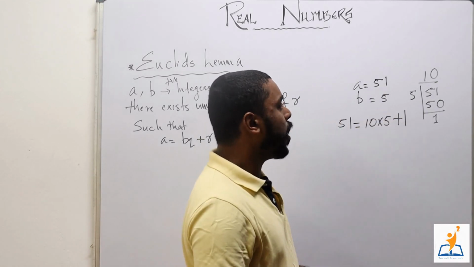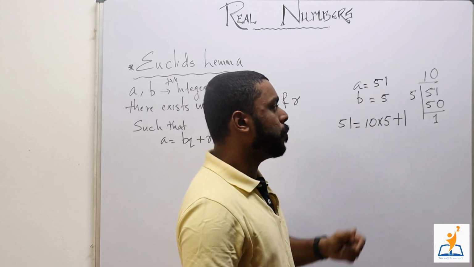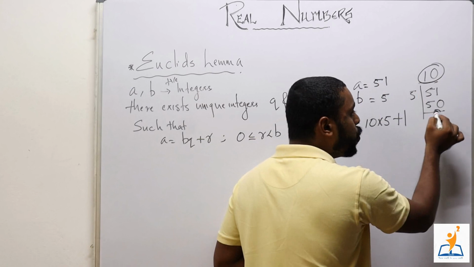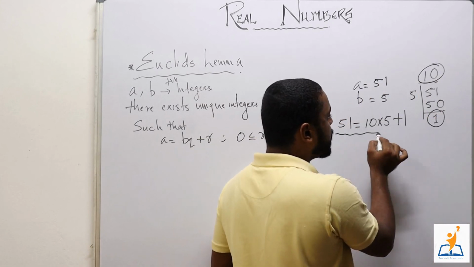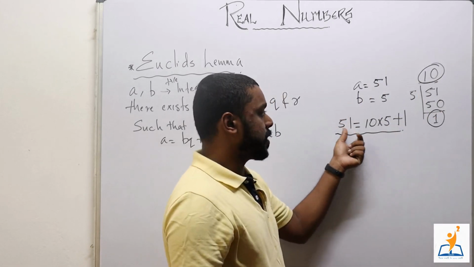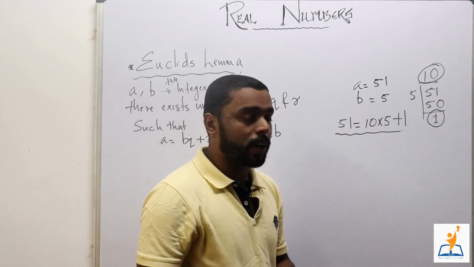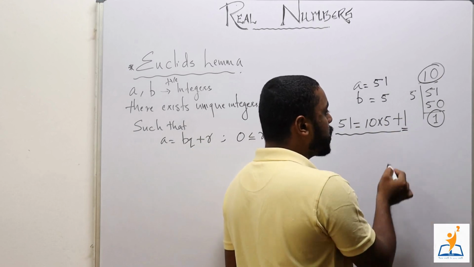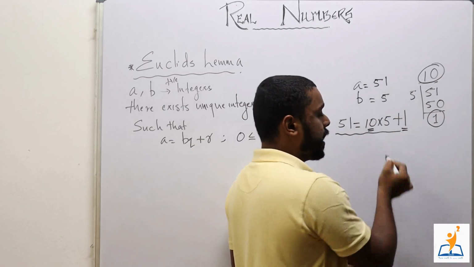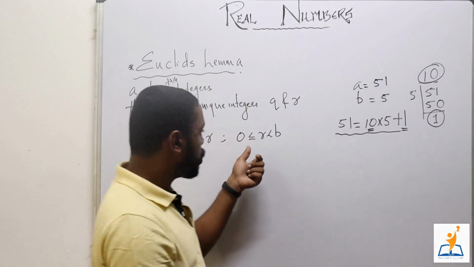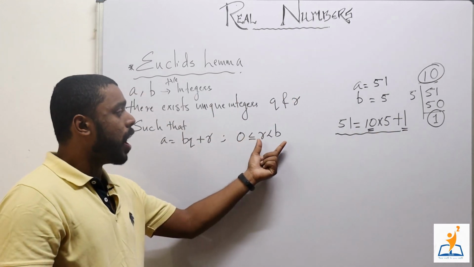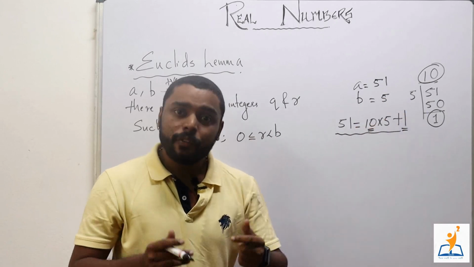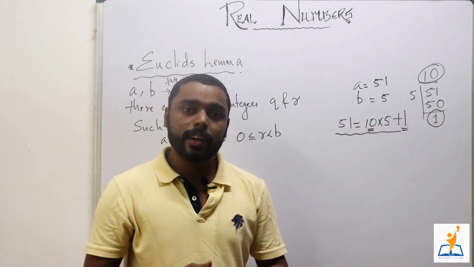So we are provided with two integers a and b, and we are able to find another two integers in order to represent 51 like this: 51 is equal to 10 into 5 plus 1, that is, bq plus r. See, r is equal to 1 here and q is equal to 10 here, and the variation of r is 0 less than or equal to r less than b. Here r is 1, which is less than 5. Of course it is valid. We can check another example also.